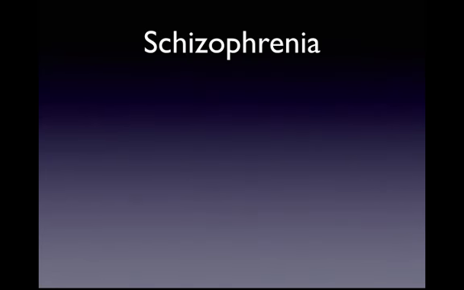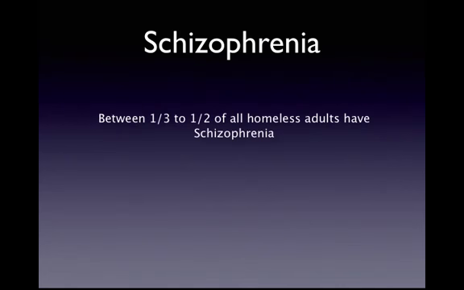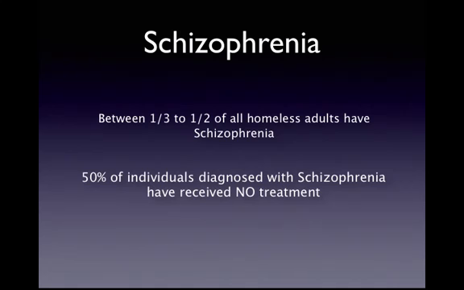One of the most disabling brain disorders that has strong genetic links is schizophrenia. Between 1/3 and 1/2 of all homeless adults have schizophrenia, and 50% of those who have been diagnosed with schizophrenia have not received any treatment.